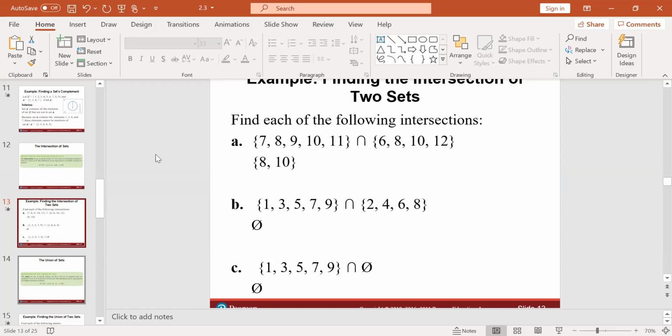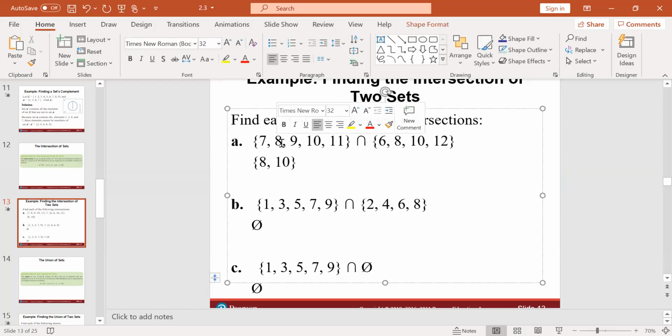So if we took the set 7, 8, 9, 10, and 11, and we intersected it with another set, 6, 8, 10, 12, we are looking for all the elements they have in common. And it looks like they've got 8 in common and 10 in common, and that's it. So the intersection of this set with this set is a new set, 8, 10. So remember, doing an intersection, a complement, a union that we're about to see, all of these just create new sets. They're still sets.